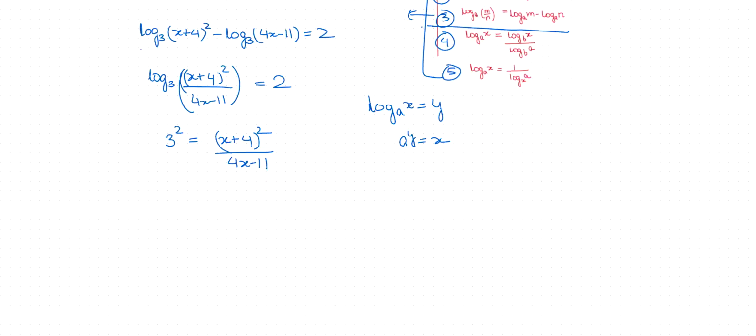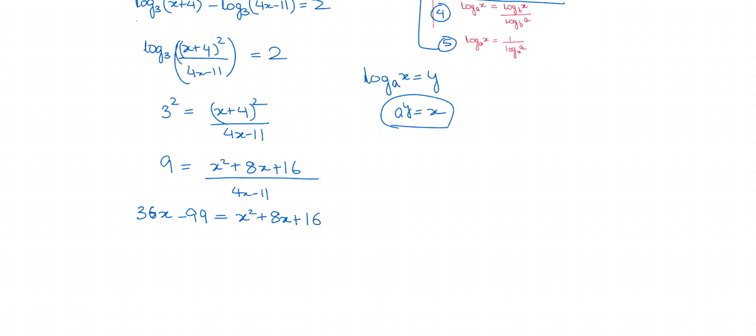So log base a of x is equal to y will convert into a raised to the power y is equal to x, and we use this formula to get here. Now we'll further simplify this. So now we got 3 squared is equal to 9, and this is (x plus 4) squared, which is a plus b squared. We got x squared plus 8x plus 16.